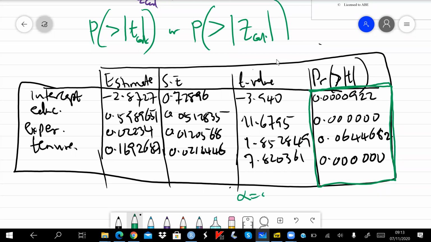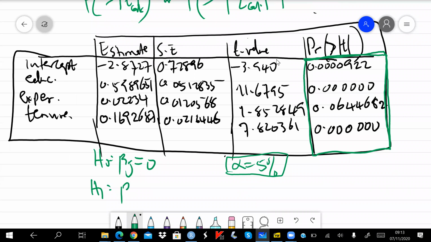So by default, alpha is 5%. So you're going to reject the null hypothesis that H naught, that beta j is equal to 0, in favor of H1, that beta j is different from 0 if your p-value is less than 0.05. So in the first case, the intercept, you see that the p-value is very, very small. It's by far less than 0.05. So we reject the null hypothesis. Then the second one, education, we also notice that the p-value is very small, very close to 0. So that means that we have a lot of evidence against the null hypothesis, or very small evidence in support of the null hypothesis.